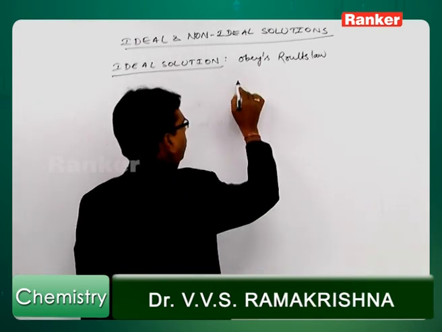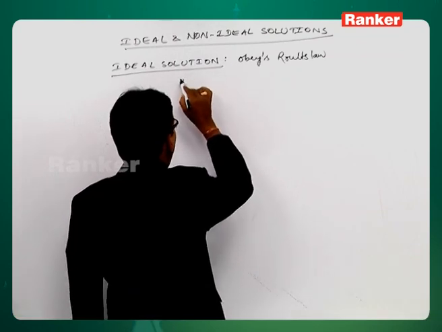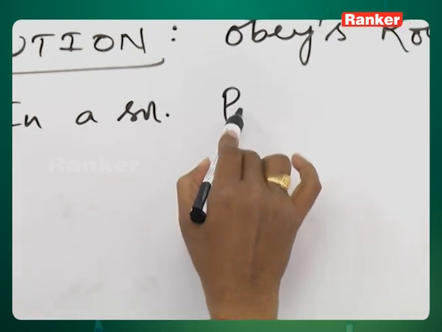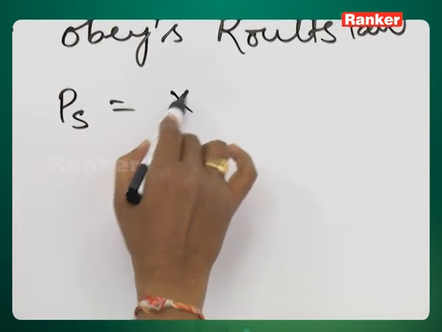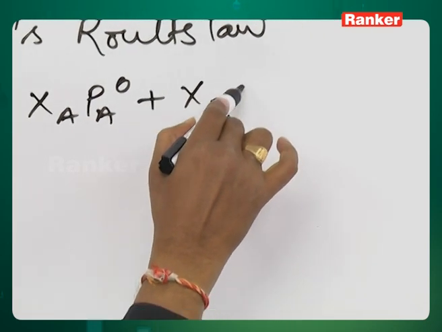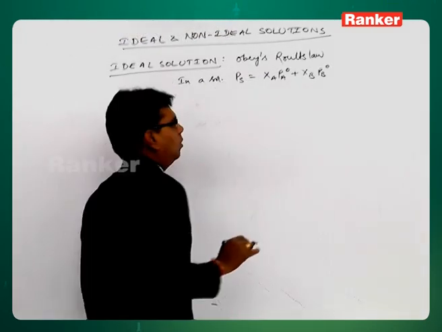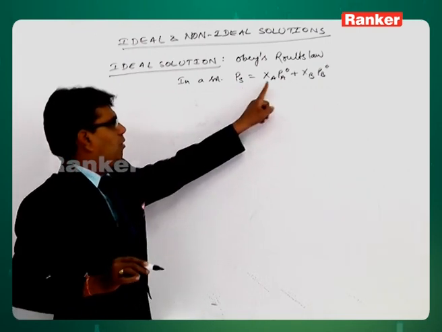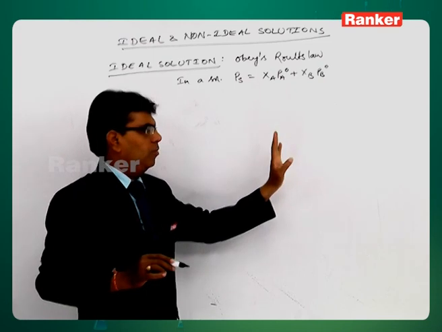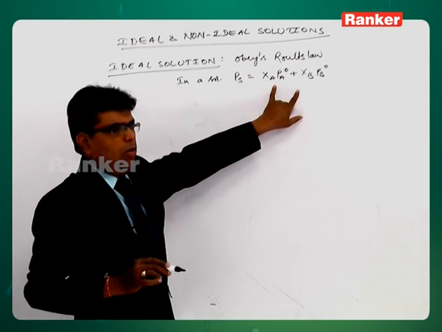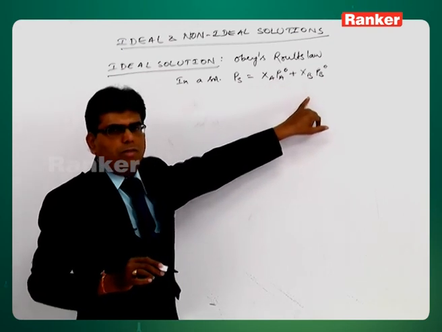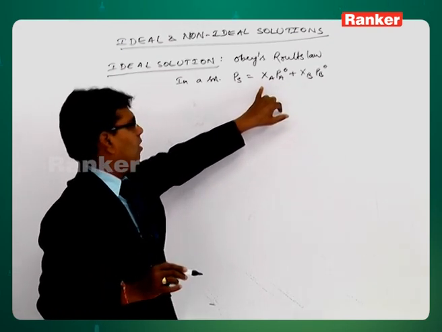What do you mean by obeying Raoult's law? It means in a solution, the vapor pressure of the solution is equal to XA PA naught plus XB PB naught. Whichever solution follows this law is an ideal solution. That means whichever does not follow this is a non-ideal solution, right.